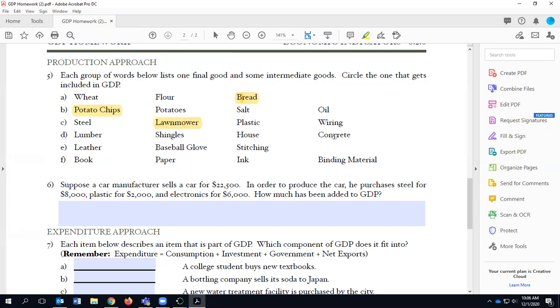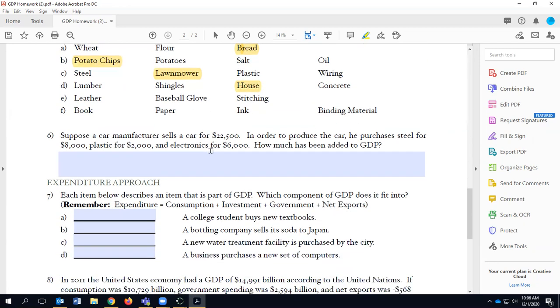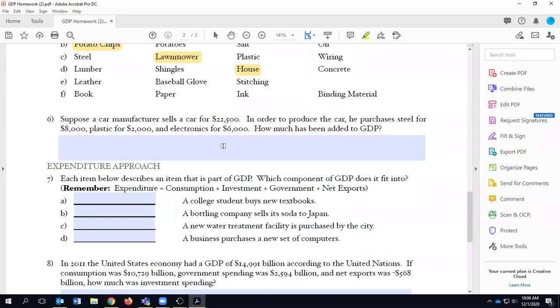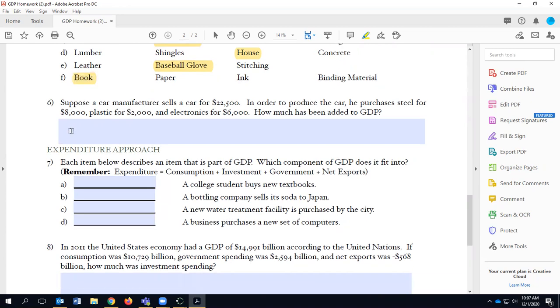Lumber, shingles, house, concrete. Leather, baseball glove, or stitching? Baseball glove. Book, paper, ink, binding material. Book. All right, you guys got final products down.